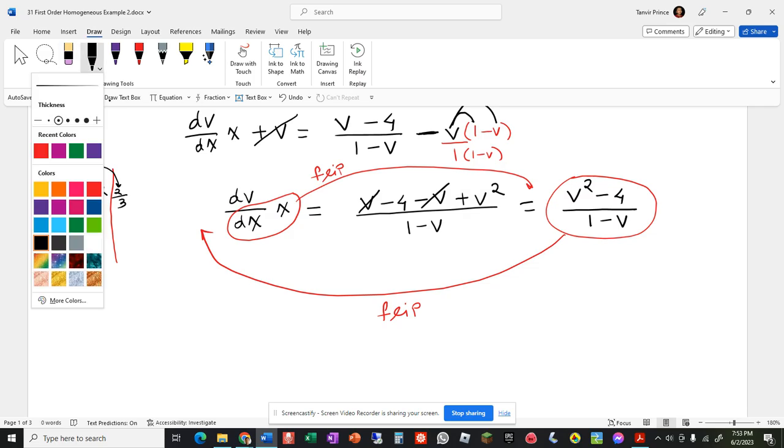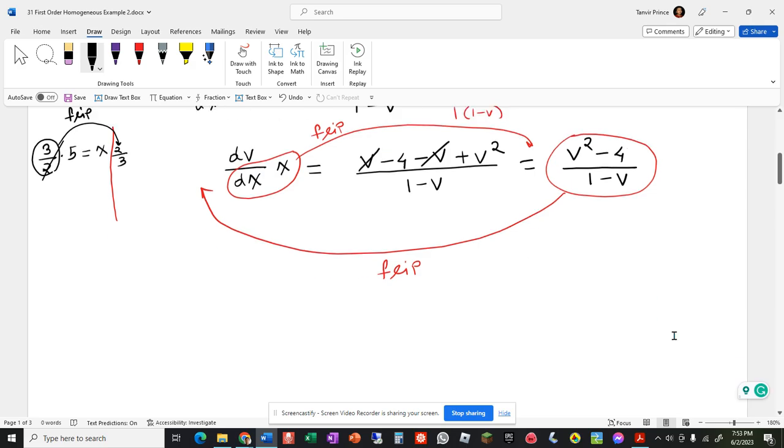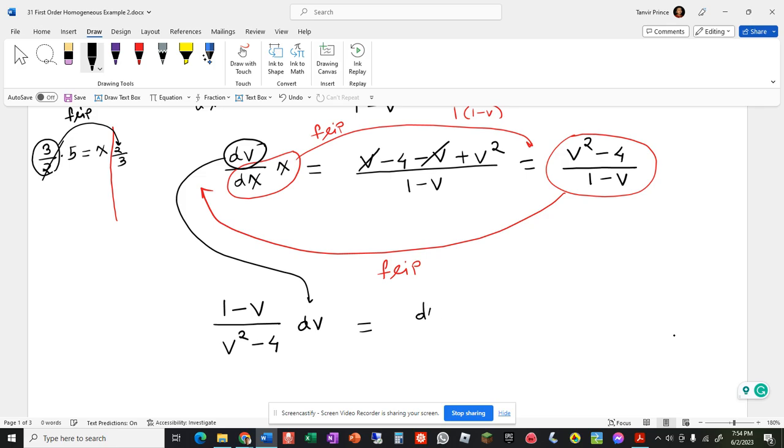So let's do that. If I flip over, I get 1 minus v over v squared minus 4, and of course you have the dv. Don't forget the dv, right? That goes here, equal to, I flip x over dx, so that becomes dx over x, which, of course, I can write as 1 over x dx.